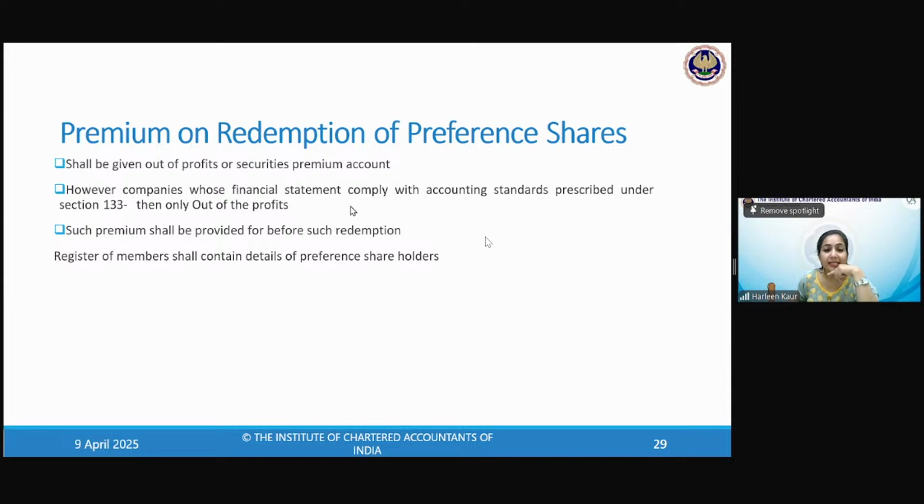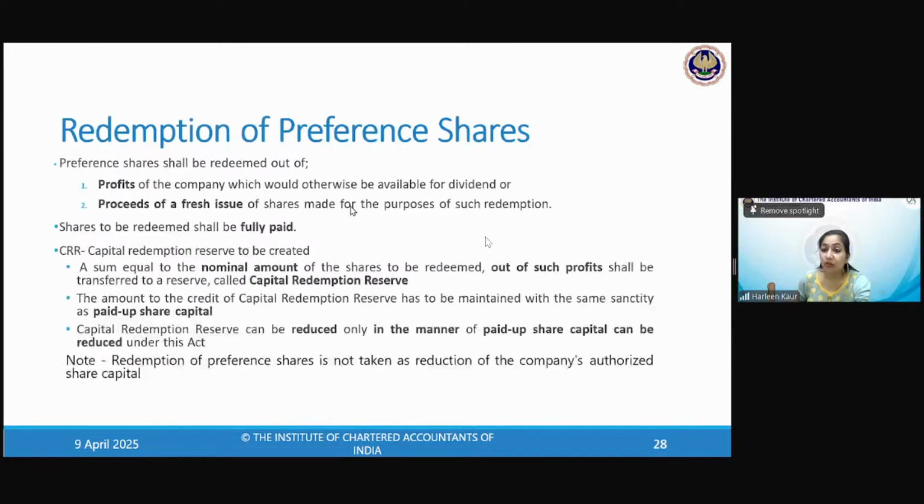Dhanush, CRR is capital redemption reserve, which is created when you are redeeming the preference shares out of the profits of the company, then an amount equal to the nominal amount of the shares you will be transferring to the capital redemption reserve. And now this reserve is only used for paying the fully paid bonus shares.